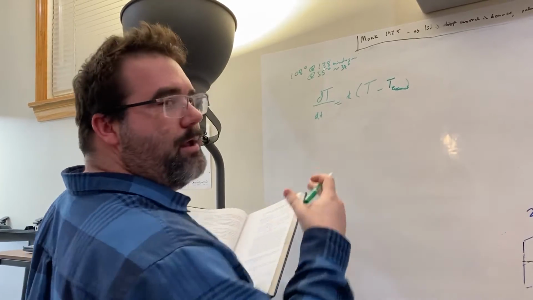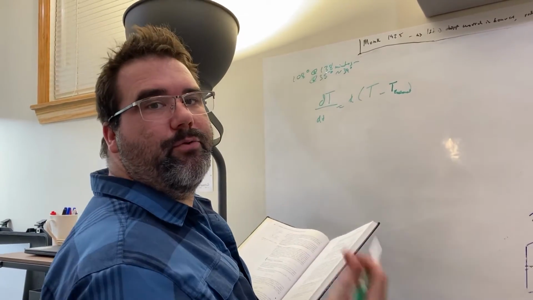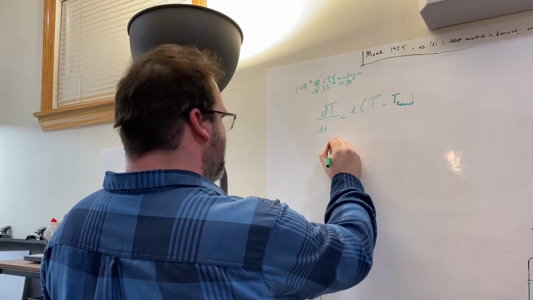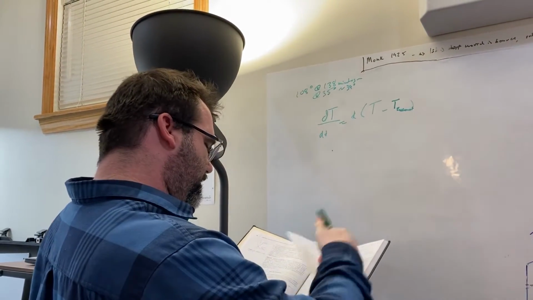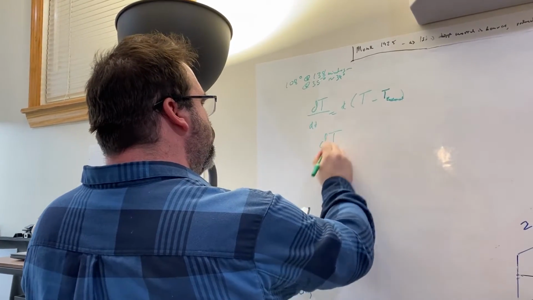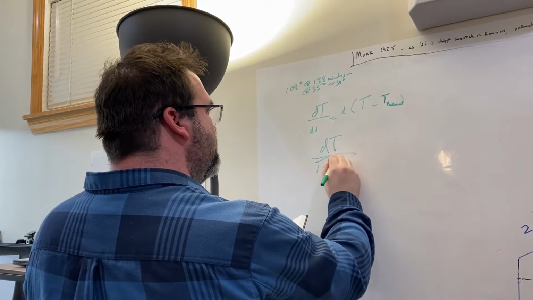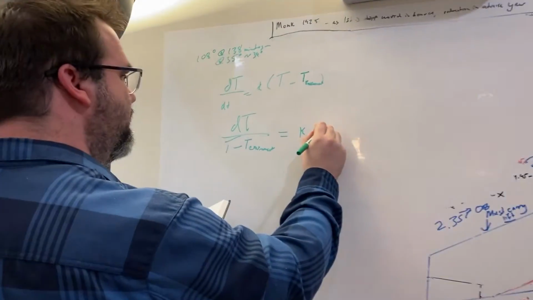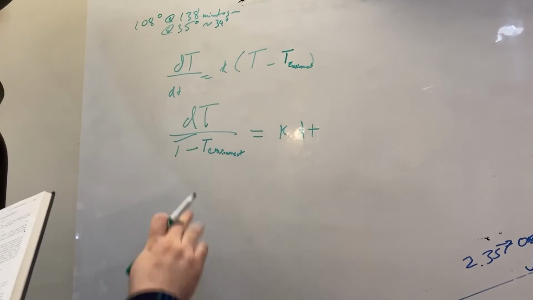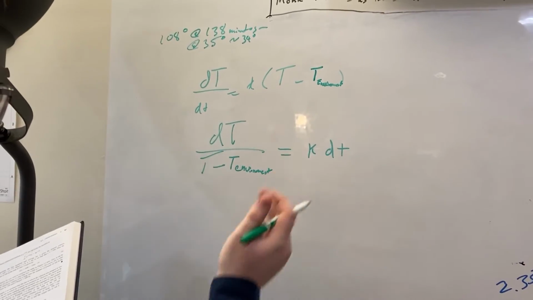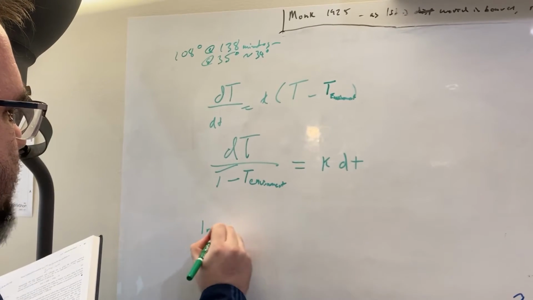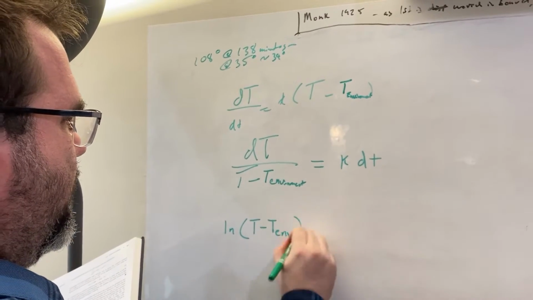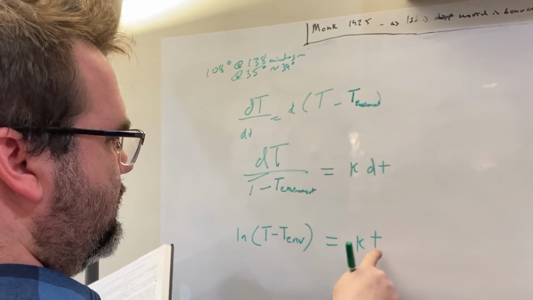I'm not going to spend a lot of time on it, but I thought it'd be kind of fun to see what it means and whether we could predict the temperature of something. So if we separate this out, we get dT over T minus T environment equals k dt, where this t is for time. This is just two integrals, which is much nicer to do. So this becomes the natural log of T minus T env equals k t, where t is time.